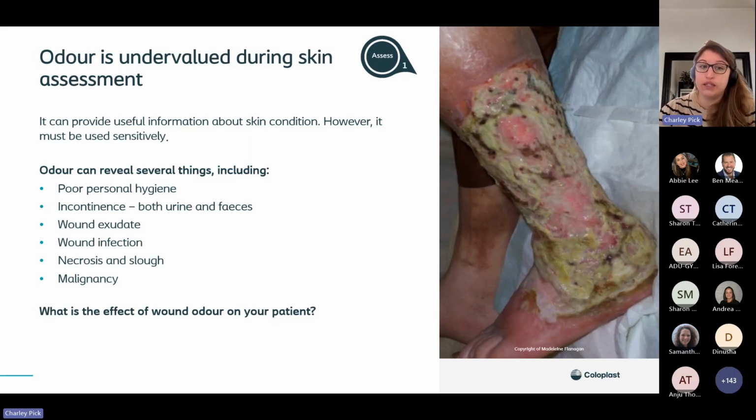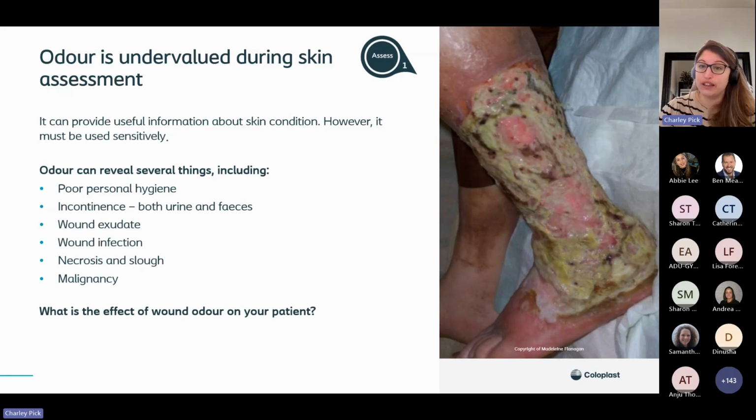Think about your wound exudate. Smell can really help with that. Wound infection. So if there's been an increase in your exudate, if there's been an increase in pain, if there's been an increase in odour, it could be that you're looking at wound infection for these patients. Necrosis and slough can cause an odour in that wound, and that highlights we need to do really good wound preparation to remove those devitalised tissues. And also malignancy can cause an odour.